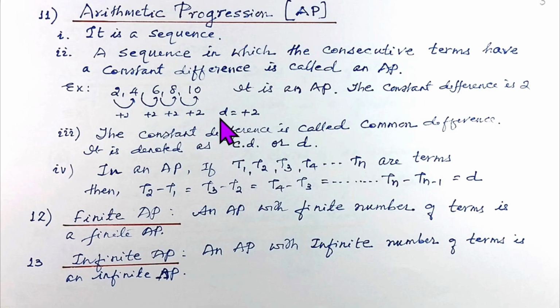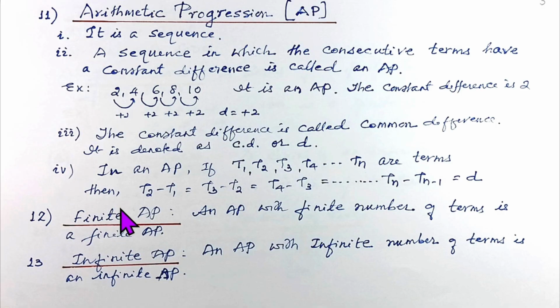The symbol of common difference is D. So the constant difference is called the common difference, and it is denoted as C.D. or D. If in an AP we have the terms T1, T2, T3, T4 and so on to Tn, and these are the terms of an AP, now if T2 minus T1 is equal to T3 minus T2 is equal to T4 minus T3 is equal to Tn minus Tn minus 1, and all are equal to D because it is a common difference, then the given sequence is an arithmetic progression.